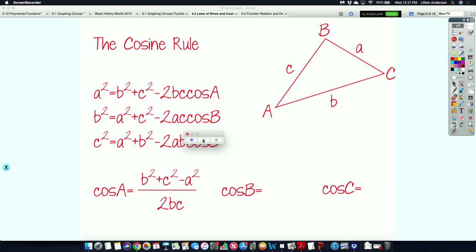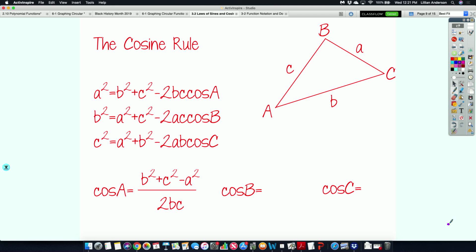All right, let's talk about cosine rule. It's short, very simple. Probably won't get to all the examples, but that's okay. As long as you get your practice, you'll be fine for the homework.